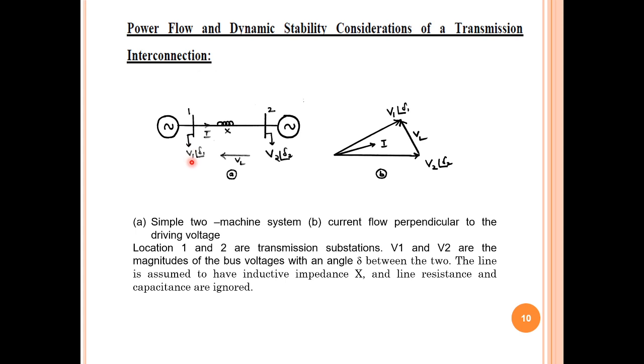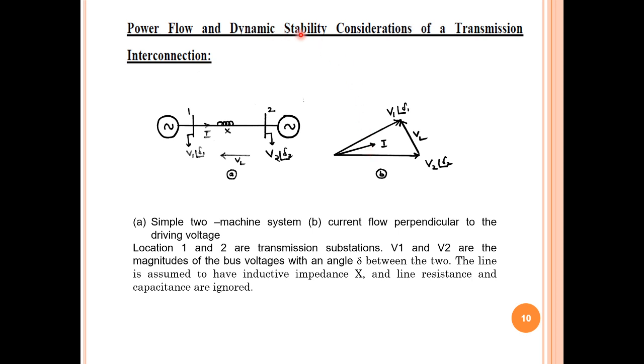Voltage across this one is V1 at an angle delta 1. Here, V2 at an angle delta 2. And the driving voltage here is VL. This one is a simple two machine system. Let it be that V1 leads V2 by an angle delta. And VL is nothing but the driving voltage, perpendicular to the path of current. Just remember this diagram. I'd like to use this basic thing: V1 leads V2 by an angle of delta.